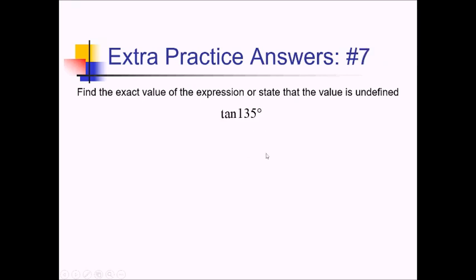For this problem, let's start by getting a reference angle. 135 is 45 away from the 180 line, and tangent, the slope of the angle, is negative in quadrant 2. So this is negative tan of 45. Now I know tan of 45 is 1, so this is really just negative 1.